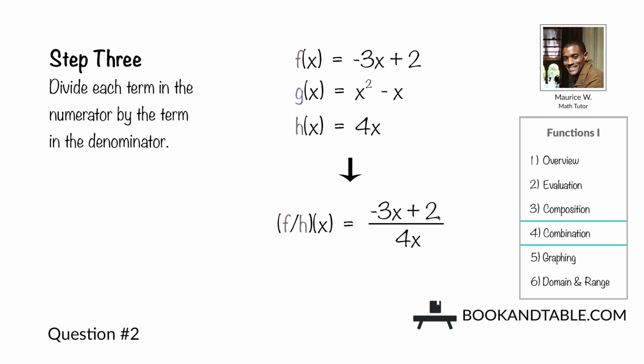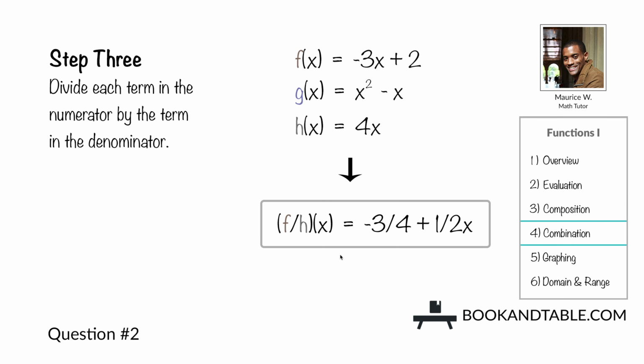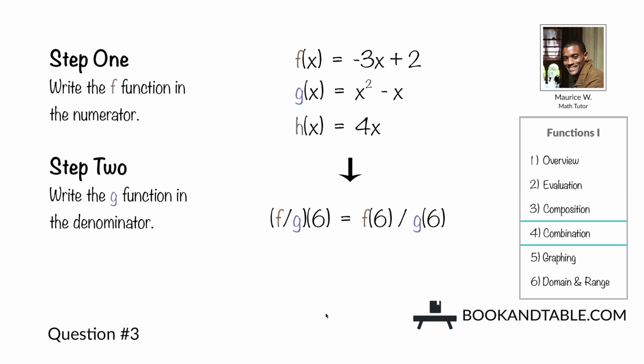And then we have plus 2 over 4x. 2 over 4 simplifies to 1 over 2x. So we get f divided by h of x is equal to negative 3/4 plus 1 over 2x. And that is the answer to question number 2. Let's now have a look at question number 3.